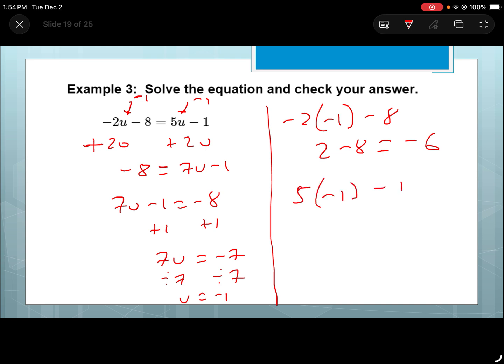Well, 5 times negative 1 is negative 6. Negative 6 take away 1 is negative 6. Are they both the same? Yes, they are. So I know I've got the answer right because it's proved. I've proved it. Okay, last example I'm doing, and then again, there's just a bunch of questions to try.